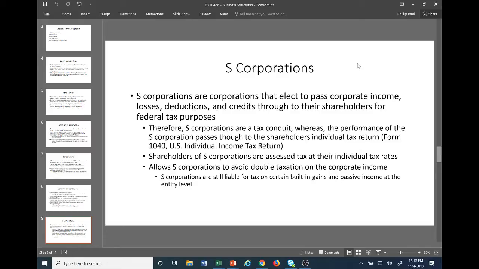It's good to know that the shareholders of the S corporation, once their income has been allocated to them based upon their shares, pay taxes based upon their individual tax rate. So that's how the tax rates are determined for the S corporation's revenue that's allocated out to these shareholders. It obviously allows S corporations to avoid the concept of double taxation that C corporations are subject to, but they are still liable for certain gains and losses at the entity level, although the earnings are taxed on the individual level.